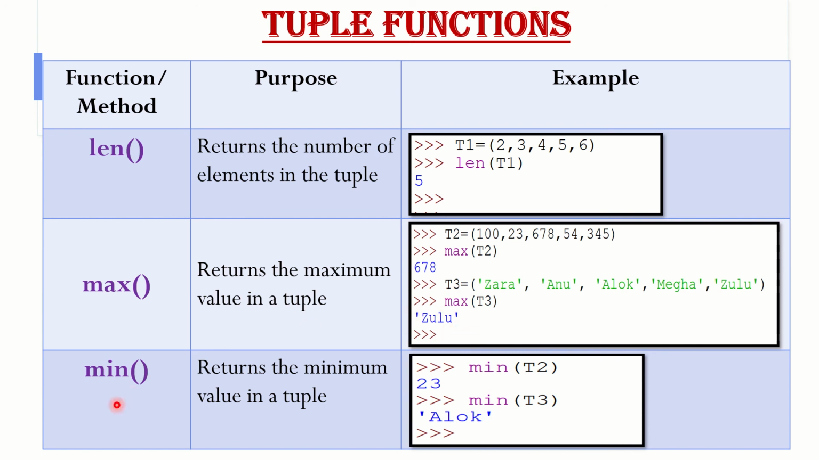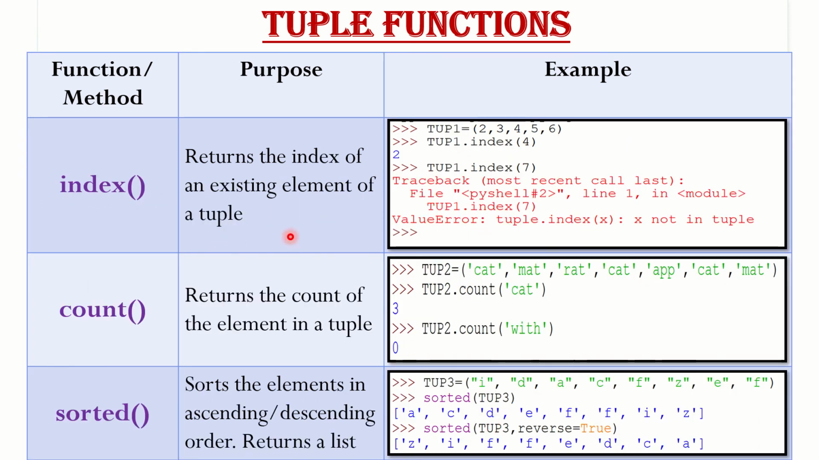Similarly, I have the min function which returns the minimum value in a tuple. So if I take the previous example and I say min of T2, so T2 is this tuple of numbers, it gave the minimum value which was 23. And if I say min of T3, T3 was this tuple of strings, so this gave me the minimum value Alok. Again, this is going to check the corresponding value. So a is equal to a, then it's going to check the second value n and l. L has a lower ASCII value, so that is why it displayed Alok.